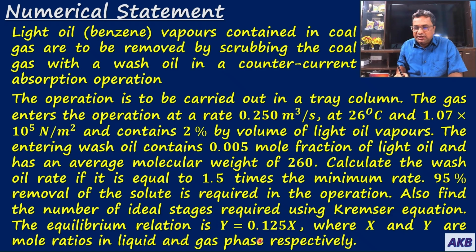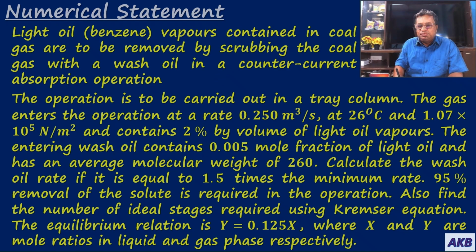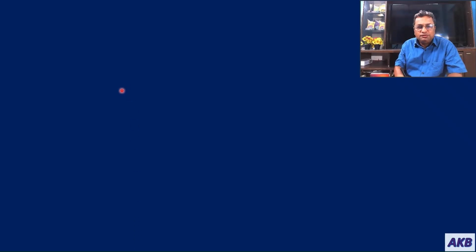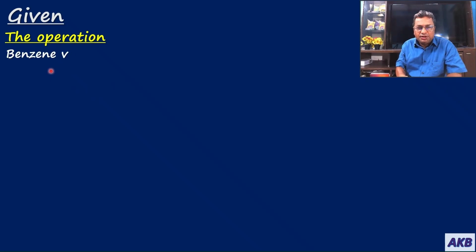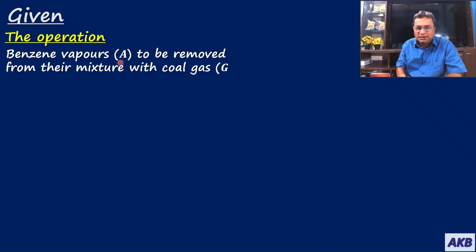So you can easily understand this is a linear relationship. That is, the equilibrium curve is a straight line. Here capital X is the mole ratio in the liquid phase, capital Y is the mole ratio in the gas phase. So this is the problem statement. Now let us solve this. Okay, so first of all, we will note down the given data. So in this case, the operation is benzene vapors. We will denote those by capital E.